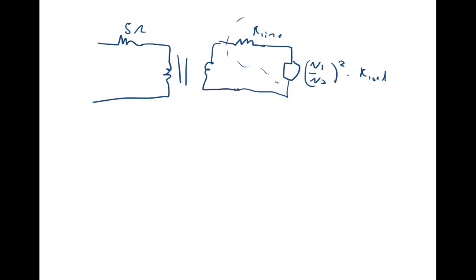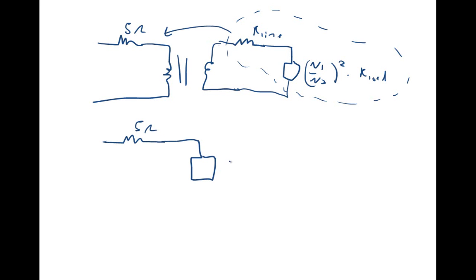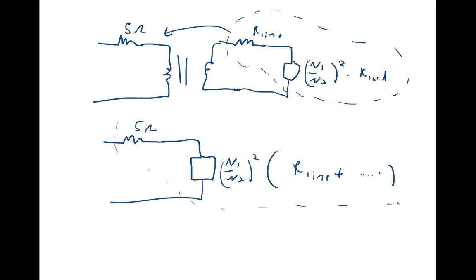Then we need to add both of these together, have that impedance, and reflect it across this transformer. We would then have some 5 ohms, plus the new impedance here, which would be, in this case, N1 over N2, where now it's 1 over N squared, times R line plus this stuff. This sum is going to be my total impedance, which I know has to be the ratio of VS over IS.